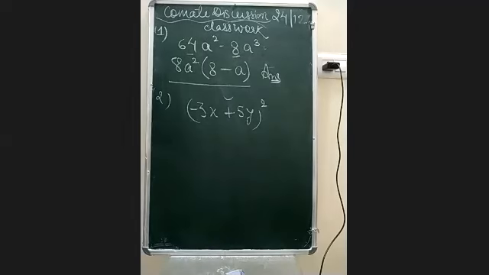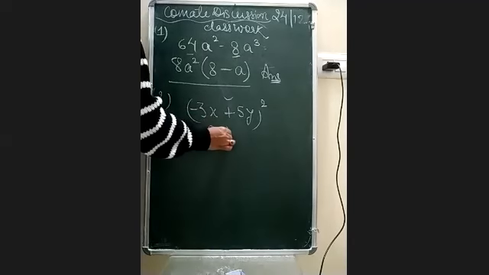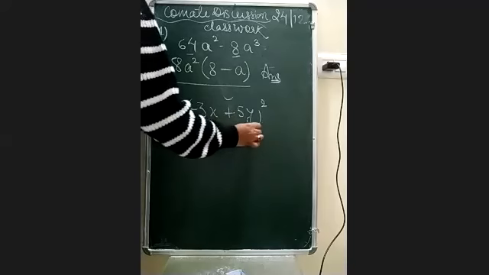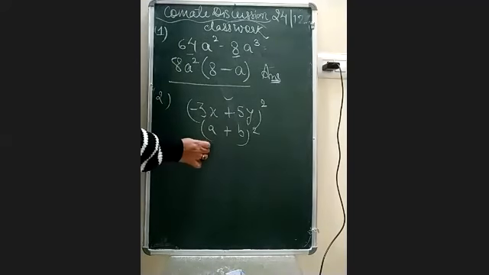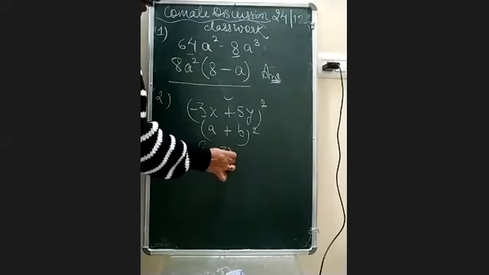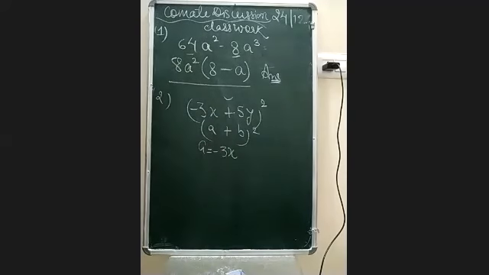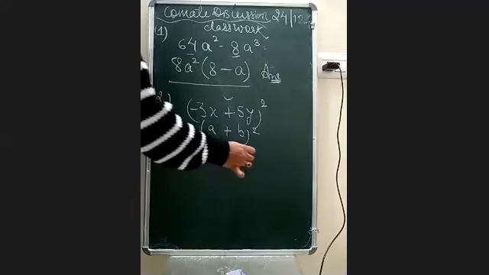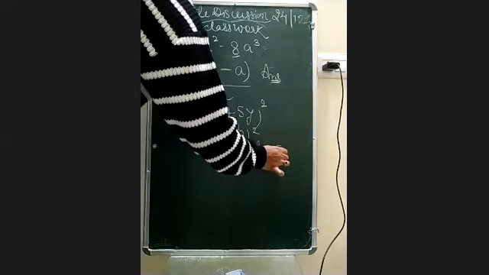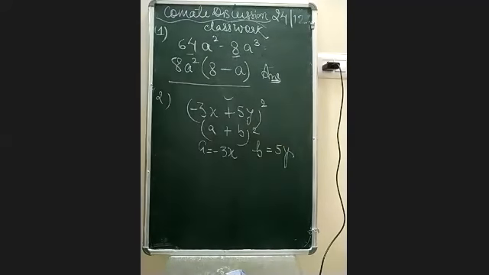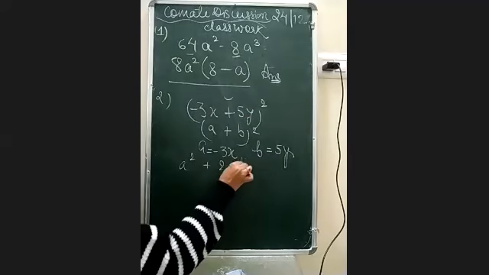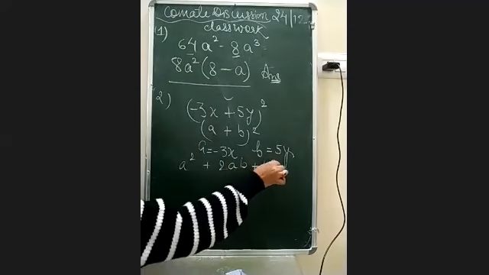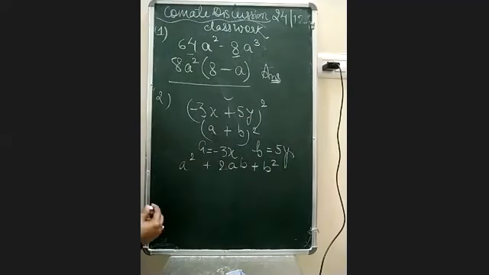If you solve this question, it will give us a plus b whole square. And if you have a plus b whole square, that means a is here as minus 3x. So wherever a is, we will put minus 3x. And where is b? 5y. Now you know that a plus b whole square gives us a square plus 2ab plus b square, which we have studied in the previous classes as well.